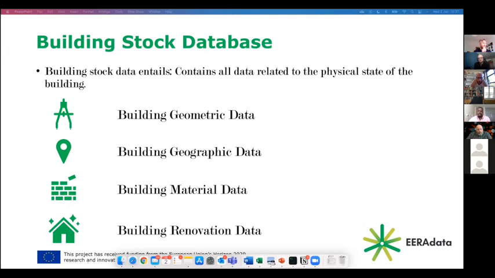This consists of all data that's related to the physical state of the building itself. It includes building geometric data. That includes building height, width, area, and what have you. And then you have building geographic data, so looking at building location information, coordinates. And then you have building material data, so that's the type of material that's been used for a specific building. So for example, type of material for building roof or building exterior wall. And then you have renovation data, so that includes number of renovations and renovation cycles.